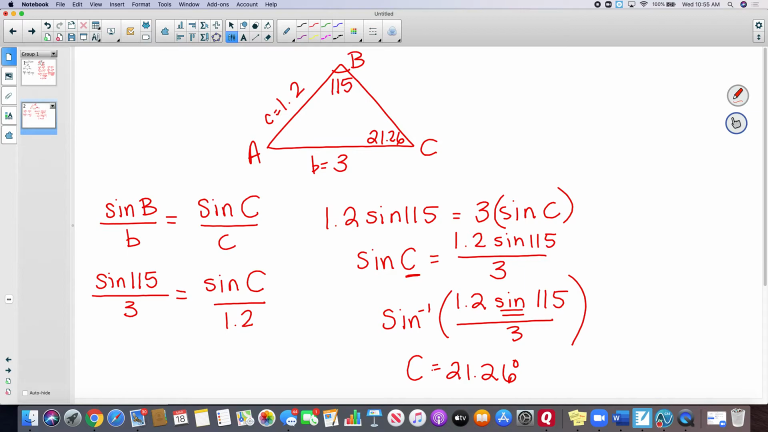Now to get angle A, all I have to do is add those two together and subtract from 180. So if you add 115 and 21.26 and subtract from 180, then you get 43.74. And so now all we need to do is find little a, meaning side A. All right, so I'm about to erase what's up here so I can do the next problem underneath it. You can still see my triangle.